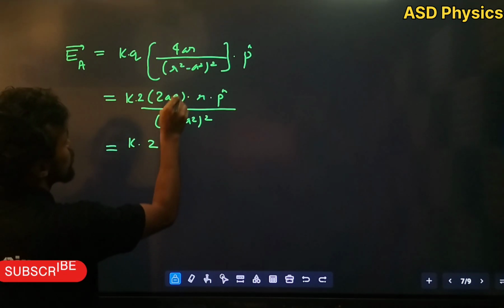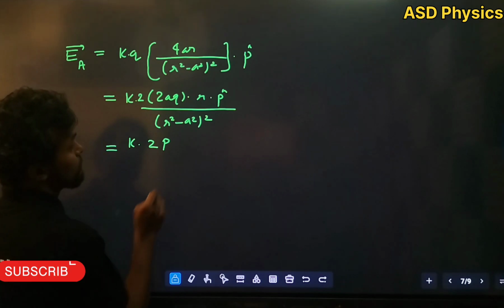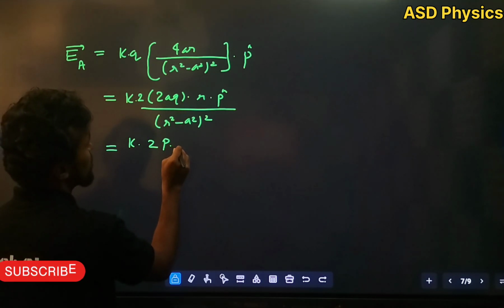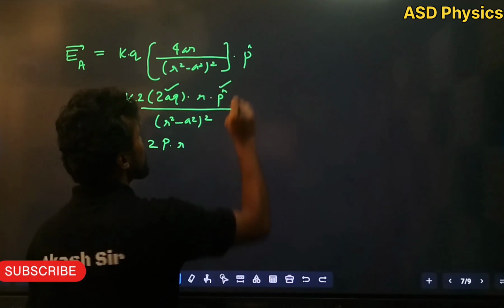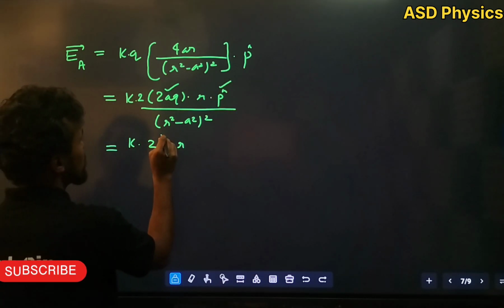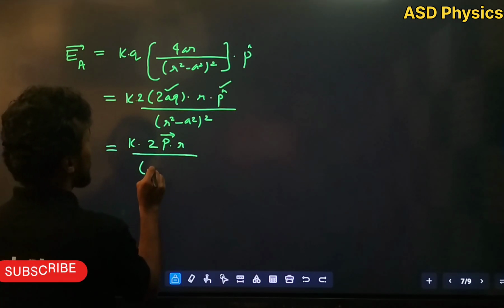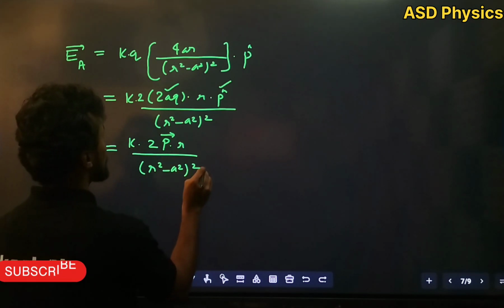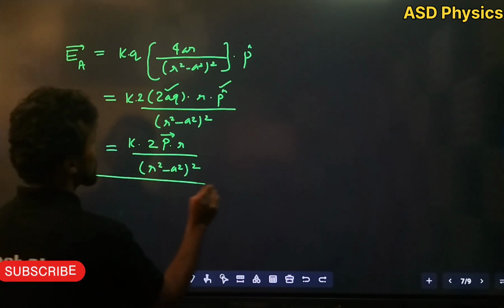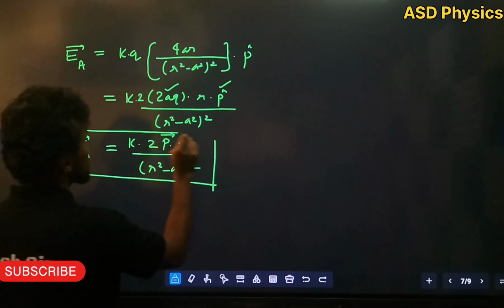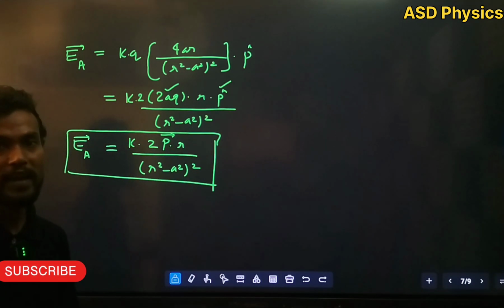Now after that what we can write here? K into 2. What is 2AQ? This is P. Now what is 2AQ? P into R. And if we write 2AQ and P cap together, then this will become here vector P by (R square minus A square) whole square. Very simple, basic mathematics. So this is what we tell the exact expression of the electric field on the axis of the dipole.